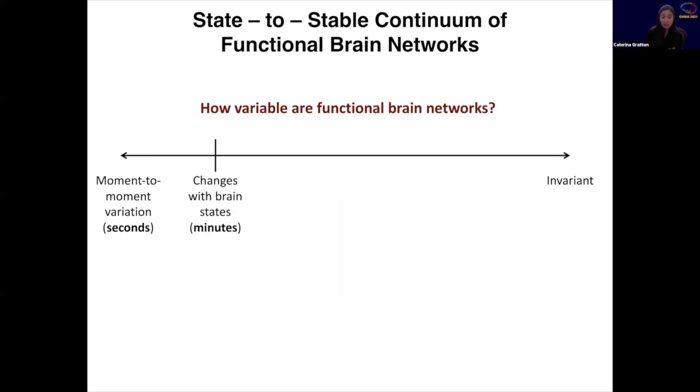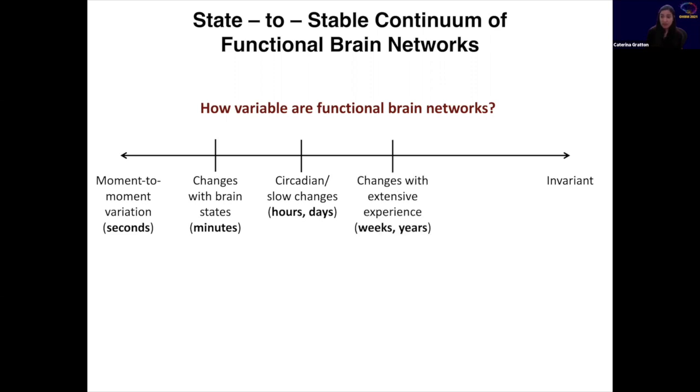We could also think that functional networks will change more slowly over the course of minutes as we enter into different brain states, such as task states or states of arousal. That they may change more slowly over hours or days, such as with circadian rhythms. That they may only change over weeks or years, either with natural developmental processes or extensive experience in a particular task. Or that they may be fundamentally stable within an individual, but vary meaningfully across individuals.